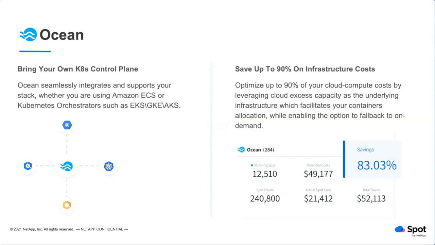Ocean does this. Ocean can work with homegrown Kubernetes. It can work with GKE, AKS, EKS, it doesn't matter. It works with all of them, understands all the cloud providers' APIs. And then, of course, you want to get to a point where you're saving up to 90% off your infrastructure costs. And Ocean automatically looks at the pods.